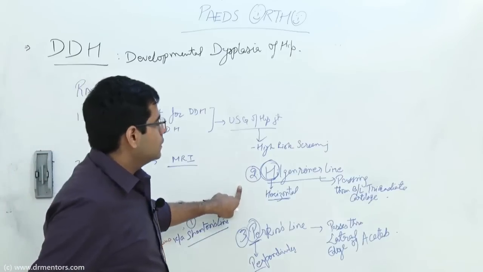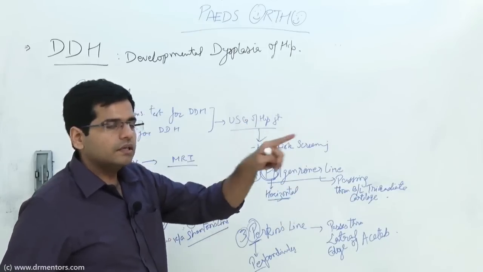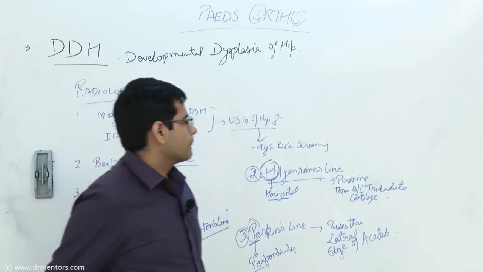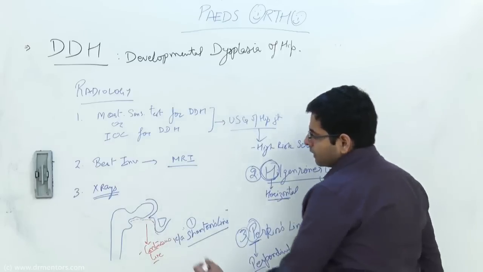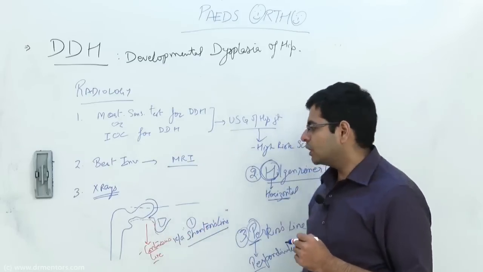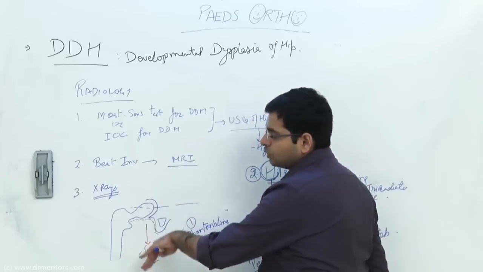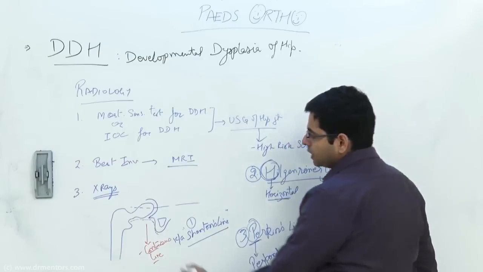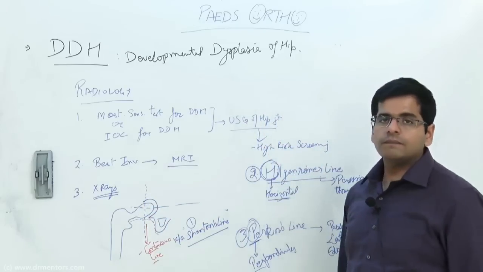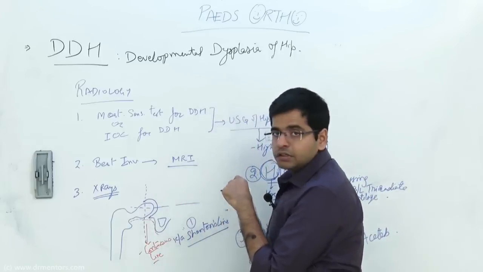Second is Hilgenreiner line. H for Hilgenreiner, H for horizontal. This is a horizontal line which passes through bilateral triradiate cartilage. In case of dislocated hip, what is the relevance of Hilgenreiner line? In case your hip is dislocated, the head is below the Hilgenreiner line. And the Perkins line passes through the lateral edge of the acetabulum. So we use both of these lines together to find out whether it is dislocated or relocated.